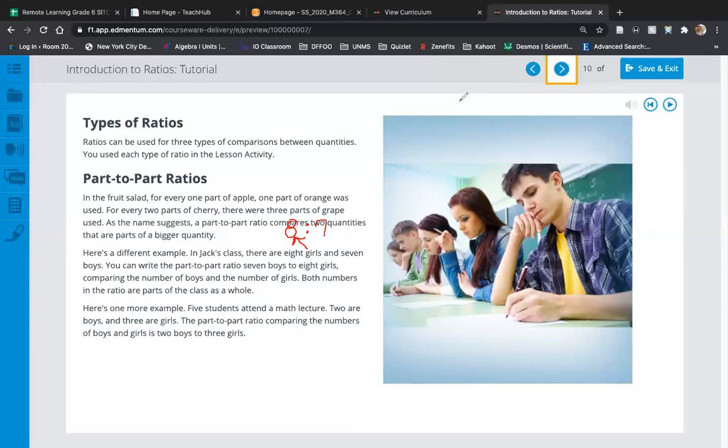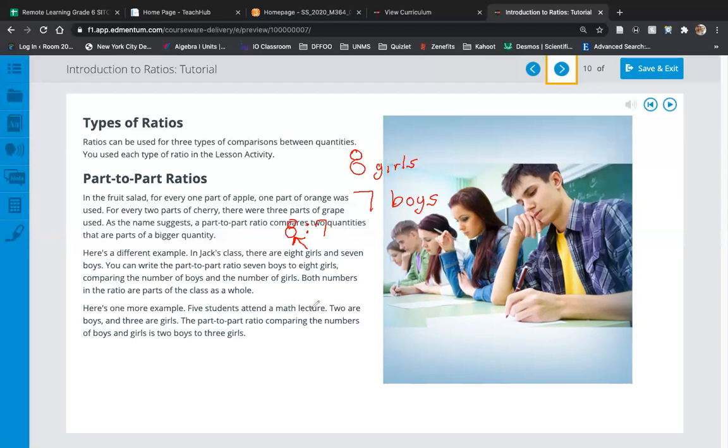That's different from a part-to-whole ratio, right? Which we're going to see on the next slide. In a part-to-whole ratio, you're comparing 1 part to the total number of things. So in this case here, it says that we have 8. Is that girls or boys? 8 girls, right? It says that we have 7 boys. So a part-to-part ratio says 8 girls to 7 boys.